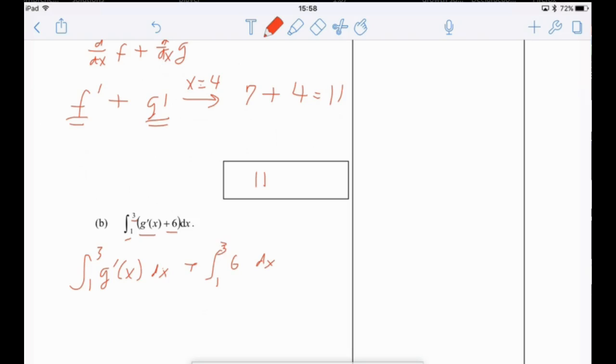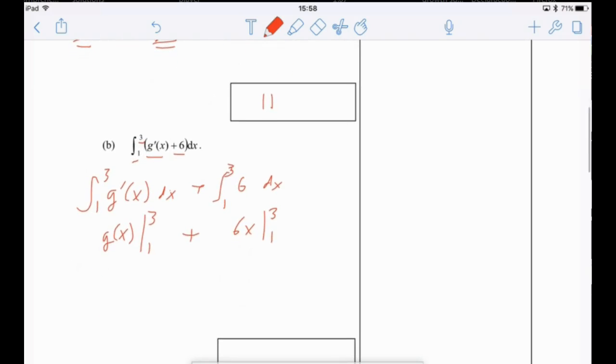The integral of g dashed, of course, is g. And we just need to evaluate it from x equals 1 to x equals 3. The integral of 6 is 6x, of course. We just need to evaluate it from the limits 1 to 3. The way we do that, of course, is we just take g of 3 minus g of 1 plus 6 times 3 minus 6 times 1. This is going to be 18 minus 6, which is 12.